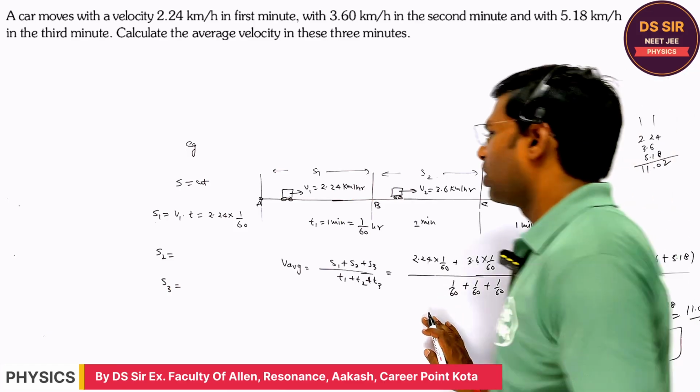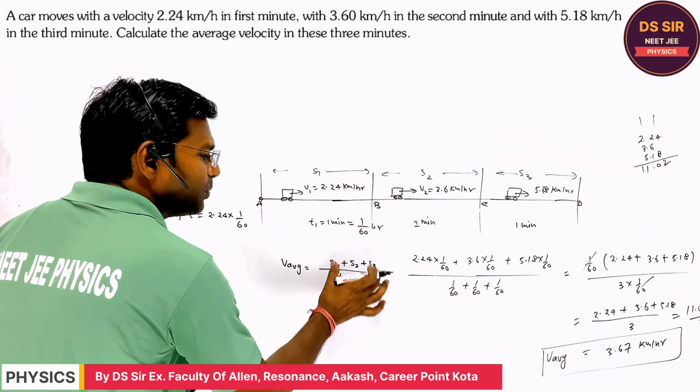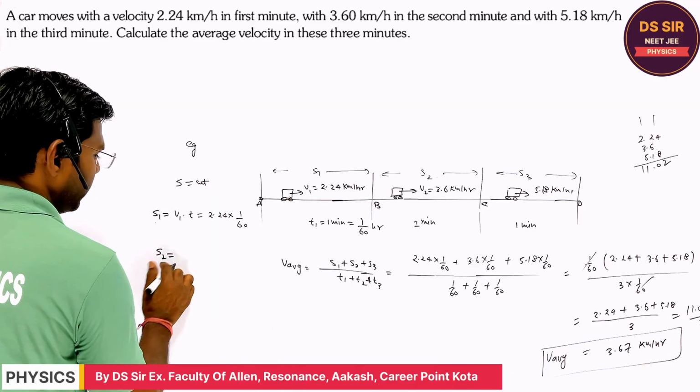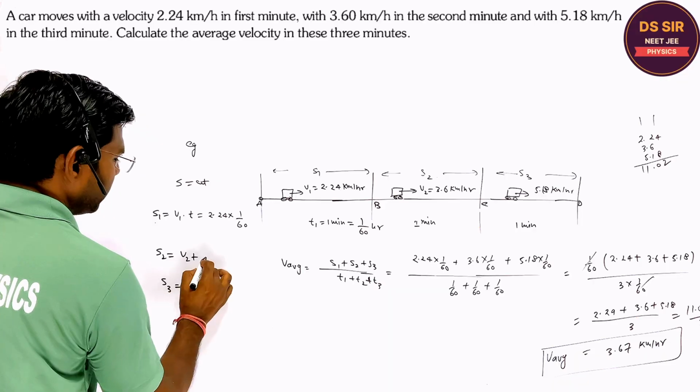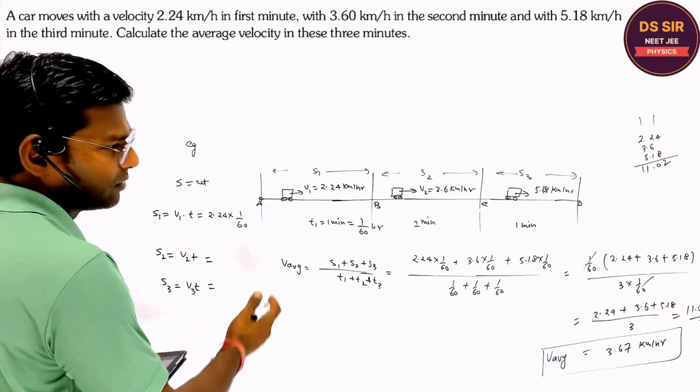So we are using the formula for the average velocity: total displacement divided by total time. Here the distance S2 will be calculated, and S3 will be calculated in this way. Copy this.